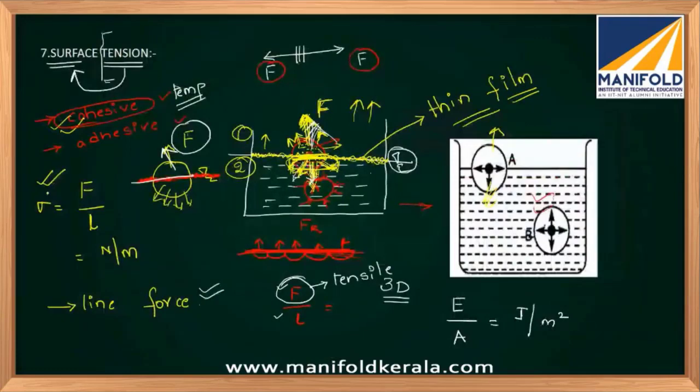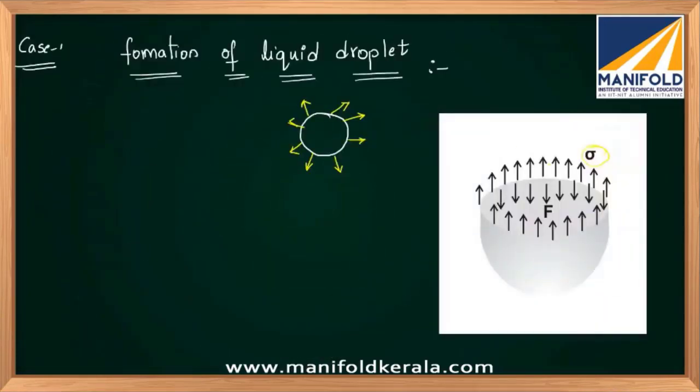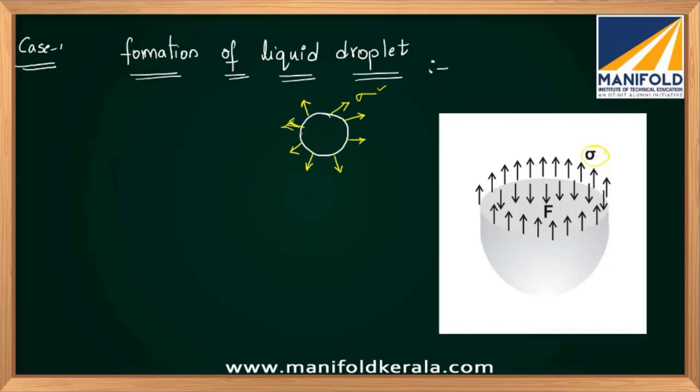Don't get confused with the diagram here. Why I am taking these diagrams is to make you more clear, because if you are not very clear with my drawing, the drawing adjacent to it will help you. Here sigma means surface tension. Surface tension force is acting outward. This bubble is filled with water, suppose it is a water droplet.